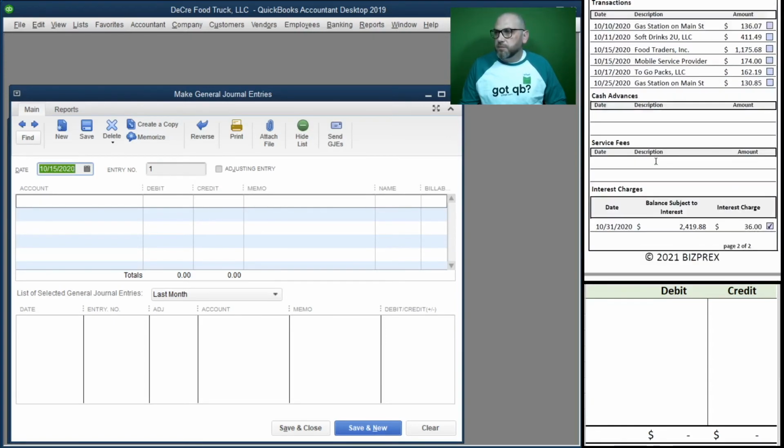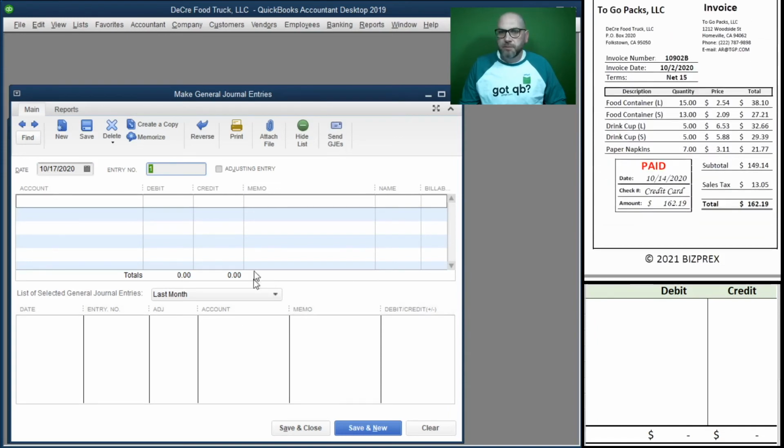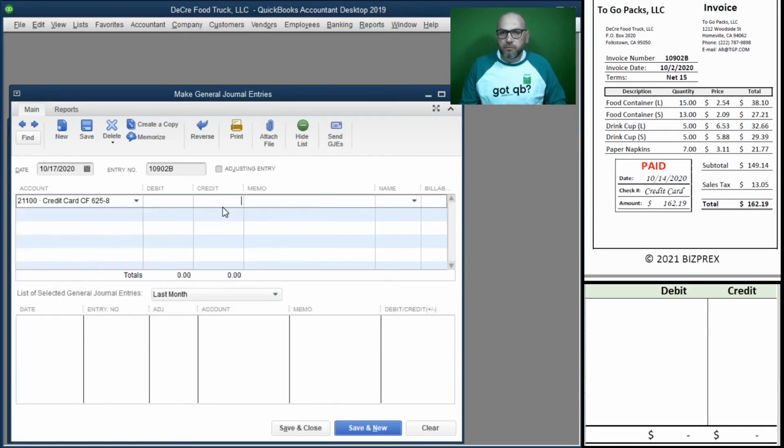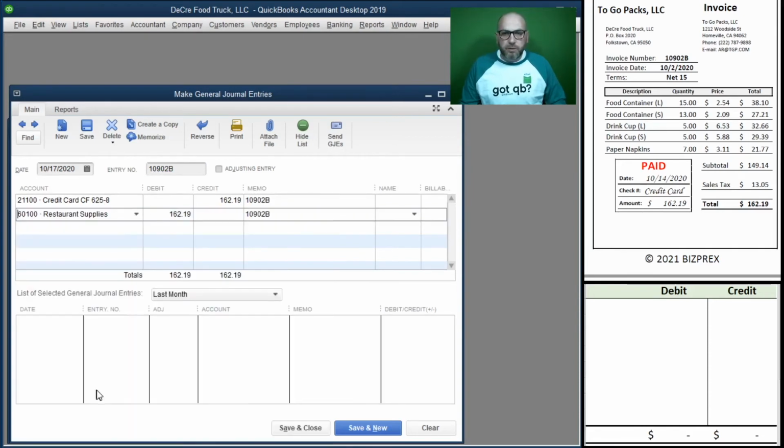What else do we have? We have the to-go packs on 1017. Do we have that one? Here it is. All right. Again, we are paying for it by borrowing. Therefore, our liability, our debt is increased. And we're spending money on restaurant supplies. It's an expense, so account 6100 goes up. We're debiting it. That expense is going up.